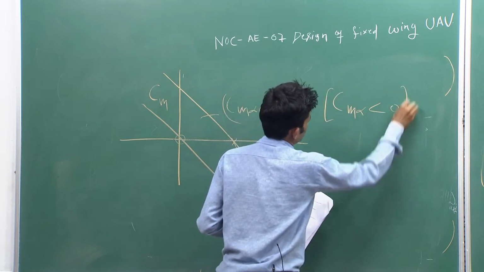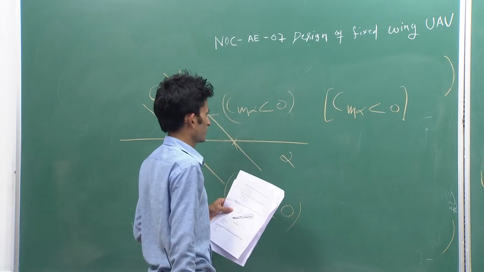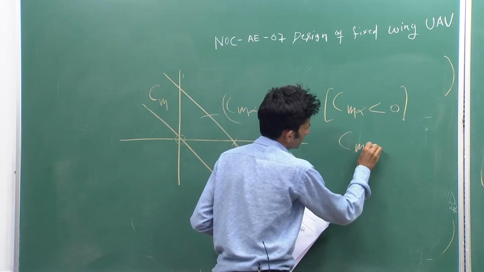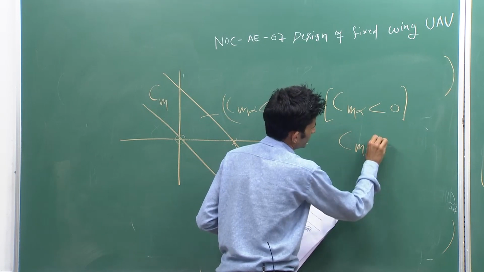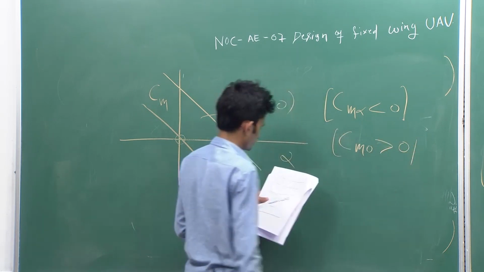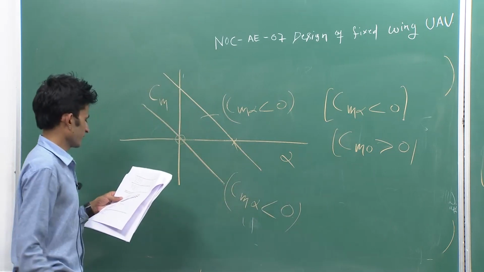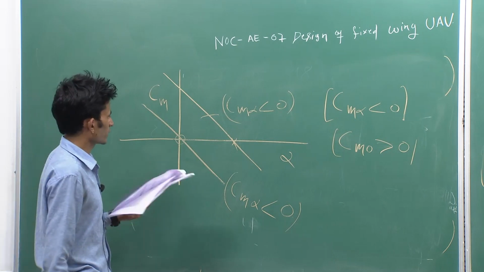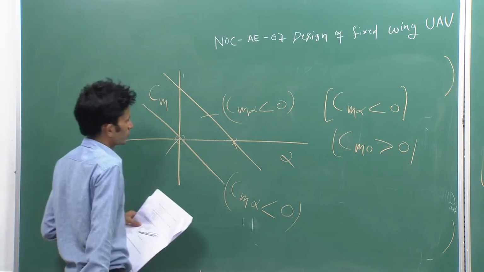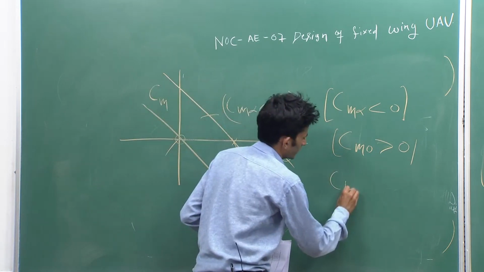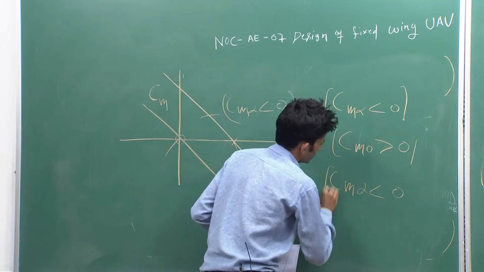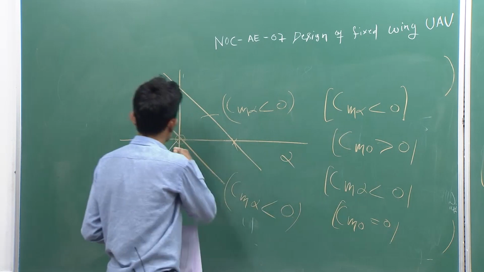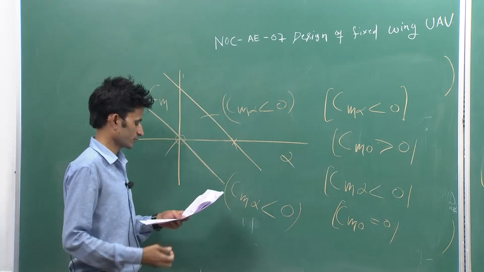So to answer this question, your Cm alpha will be less than 0. This is the necessary condition of the stable UAV, but in order to trim the UAV or aircraft at positive angle of attack, your Cm naught should be greater than 0. And in the 7th question you have to find which condition holds the stable UAV at 0 angle of attack. This condition is satisfied by Cm alpha less than 0 and Cm naught equal to 0. If you have these two, you can trim the UAV at 0 angle of attack also.